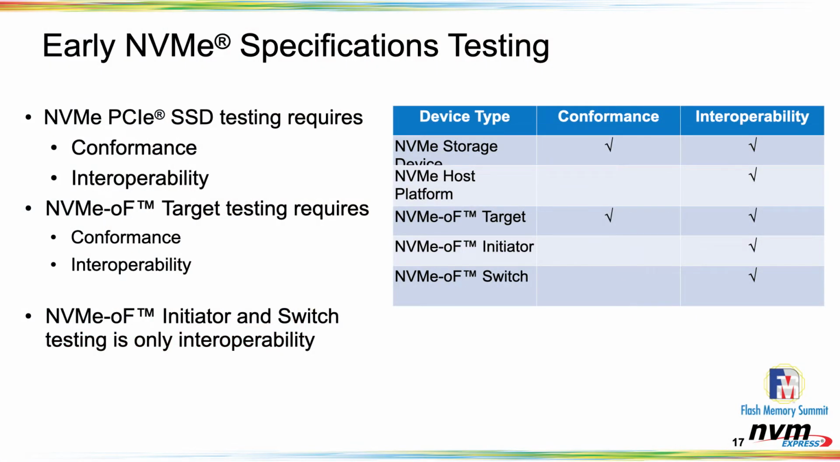All right, so just talking about early, when I say early, it really means pre-2.0. So initially with just PCIe, there's conformance and interoperability. And for NVMe over Fabrics targets, there's conformance and interoperability. But for an over Fabrics switch or initiator, we're really just doing multi-vendor interoperability testing, and that's just swapping with different NICs, different switches, different hosts to make sure that it's working as expected and shutting down properly, coming back automatically. It doesn't always happen, so we want to make sure that with different vendors that they'll actually work properly once it gets out into the industry.